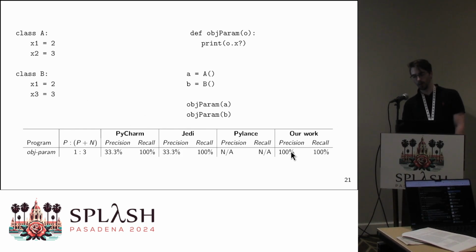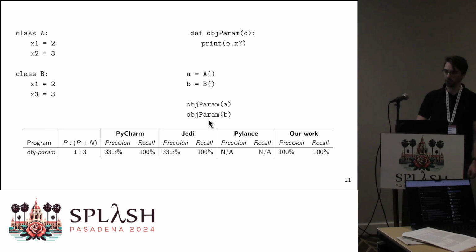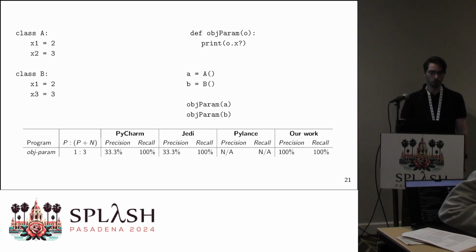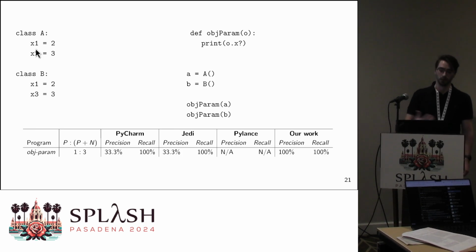And this is handled well by our approach and not by PyCharm and Jedi, while Pylons give no completion candidates, hence the not acknowledged. Now, if we would, for example, remove the second call, then only A would be passed as a parameter, and then the sound completion candidates would change to simply the fields of A. So depending on the evaluation of the program, the available completion candidates can change in a function.